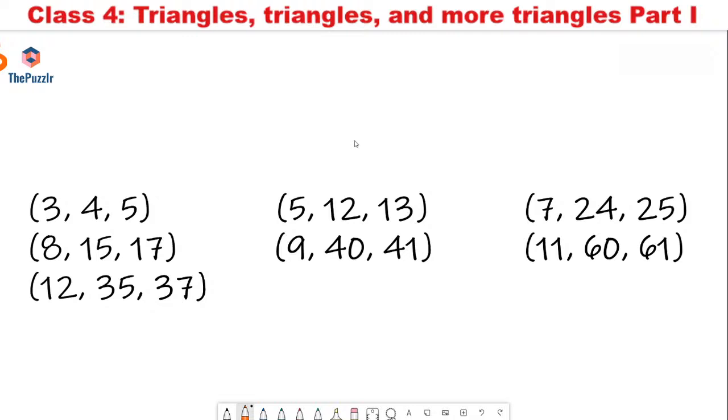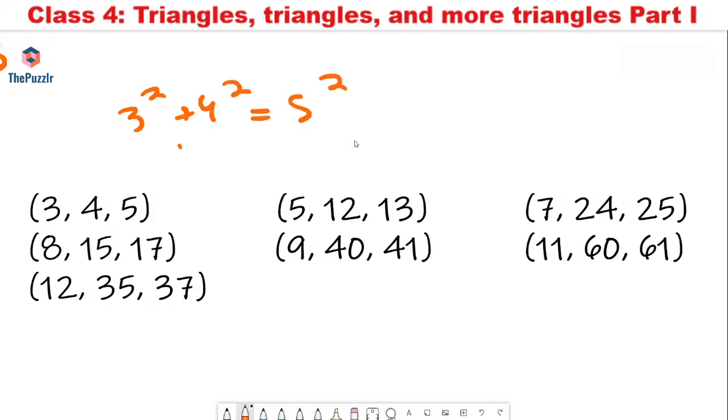So we have these triples. These are just the first few triples. There's actually an infinite number of triples that when you plug them into the expression, you'll get a perfect square. So for example, 3, 4, 5: 3 squared plus 4 squared is 5 squared.